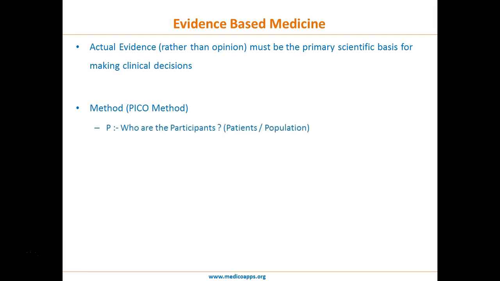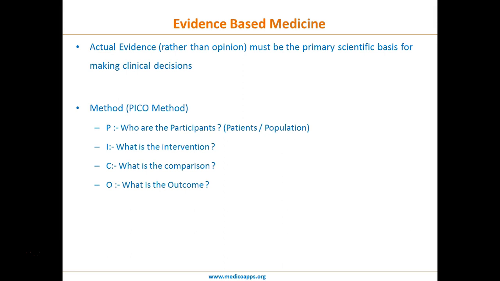PICO: P stands for participants. Who are the participants? For any evidence-based medicine, as you move forward, a lot of data will be given to you that so and so drug is better in so and so patients. So you have to understand who the participants of that study were. Then, what was the intervention? What was the comparison? What was it compared with? Was the comparison with a placebo, or with the existing drug which is being used? And finally, what is the outcome?